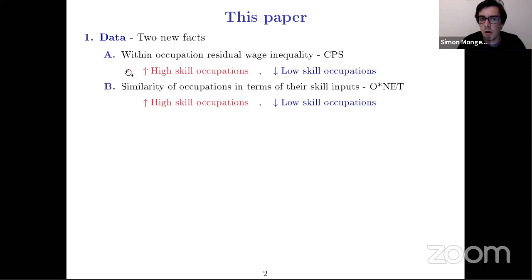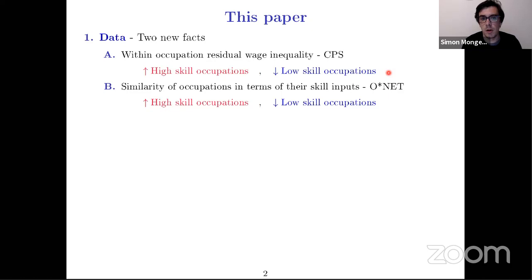High-skill occupation workers are getting paid less similarly over time, conditional on observables. While for workers in low-skill occupations, it has actually shrunk, which goes against general trends in the economy. The workers in low-skill occupations are getting paid more similarly.